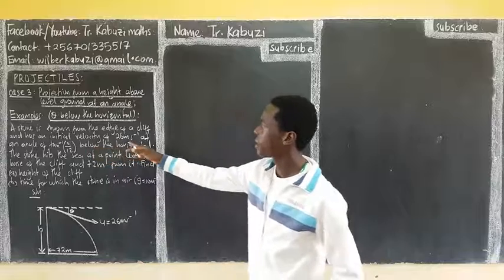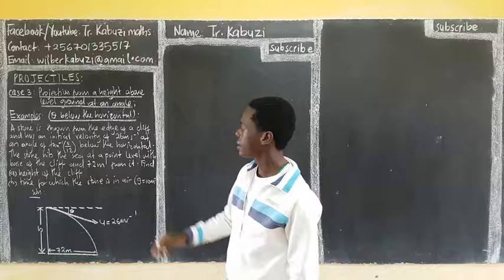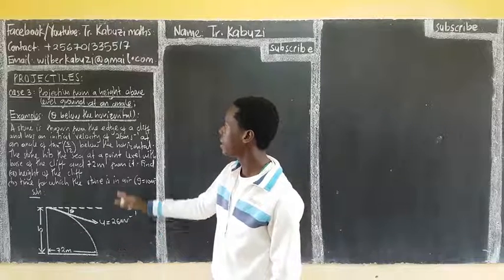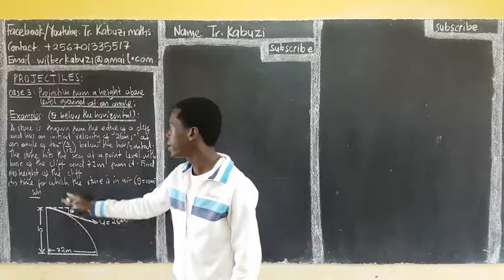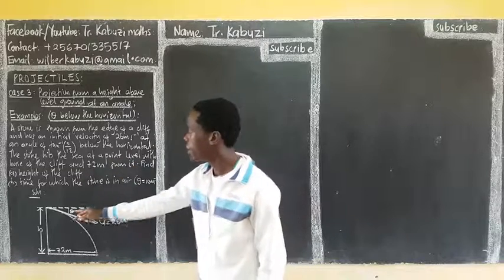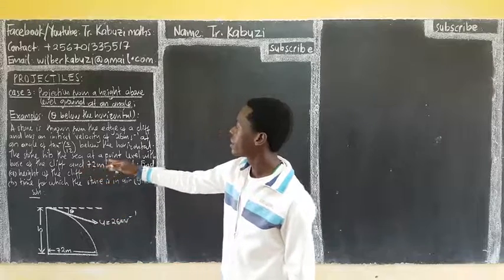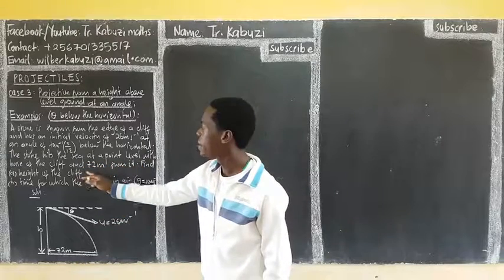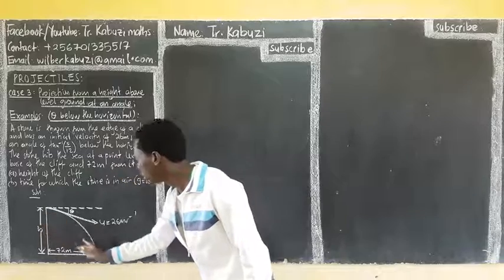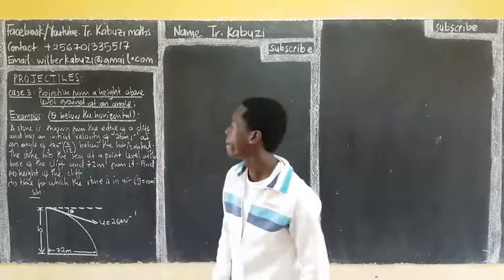A stone is thrown from the edge of a cliff and has an initial velocity of 26 meters per second, as you can see. At the angle of projection, theta, below the horizontal, the stone hits the sea at a point level with the base of the cliff, as you can see.